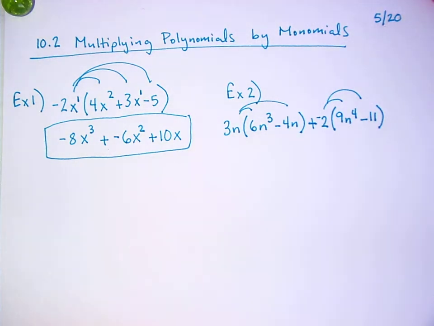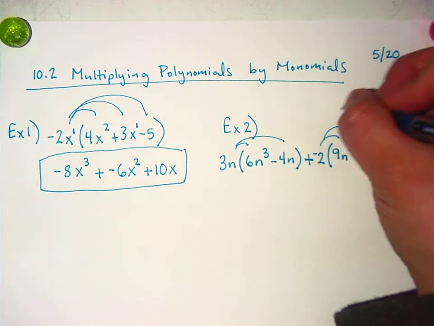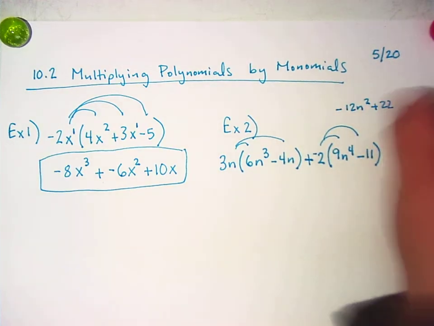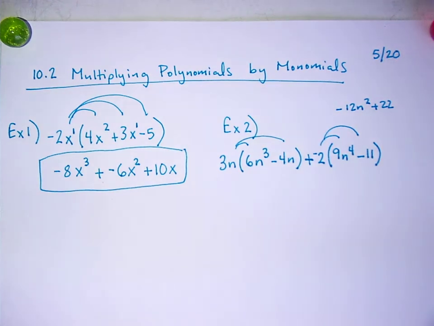We're looking for some people who want to win some prizes. I will tell you right now that the answer to this problem is negative 12 n squared plus 22. Talk to your partner. Go.